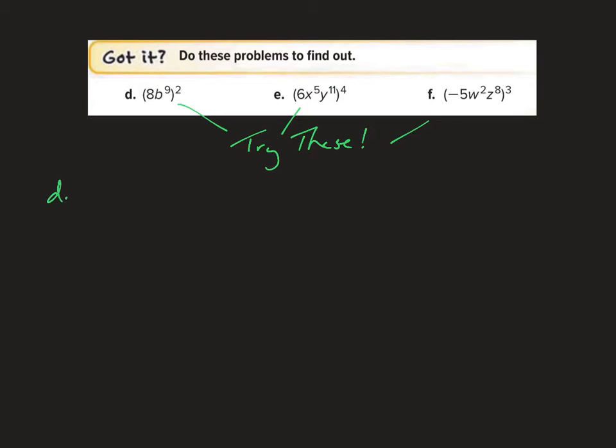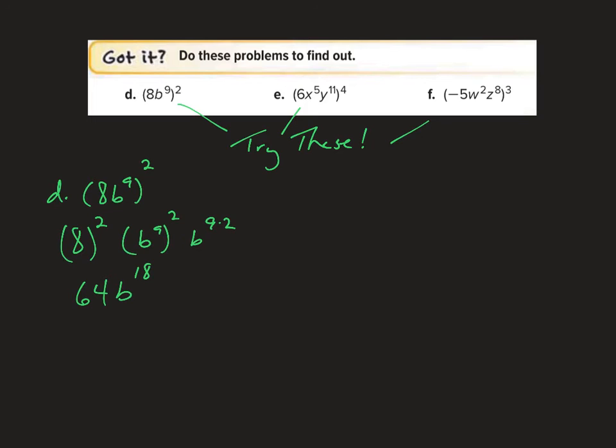So for problem D, we've got 8b to the 9th, squared. And then when we separate out our values, we would have 8 squared, and then b to the 9th squared. 8 squared would be 64, and then b to the 9th squared would be b to the 9 times 2, or b to the 18. So we'd end up with 64b to the 18th.